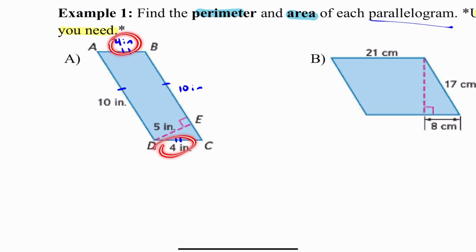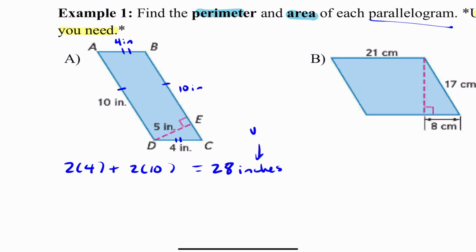So I can just add up all the sides. Note that I have two 4s here, so 2 times 4, plus I have 2 10s, so plus 2 times 10. And that's going to equal 28 inches. And yes, units do matter. It's so important that you understand your units now, because I have 10 inches plus 10 inches plus 4 inches plus 4 inches. It's just like combining like terms.